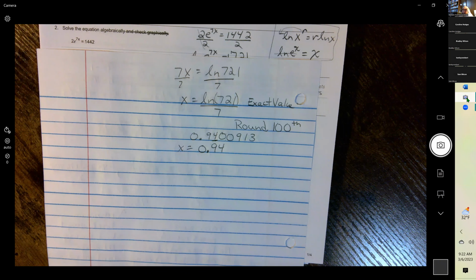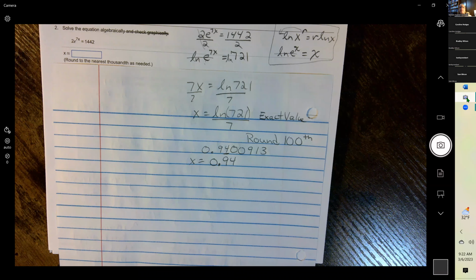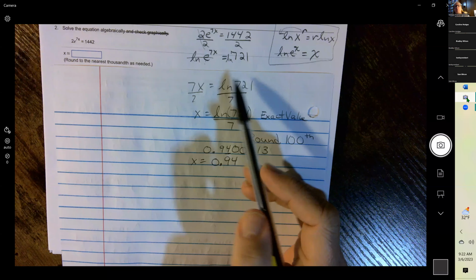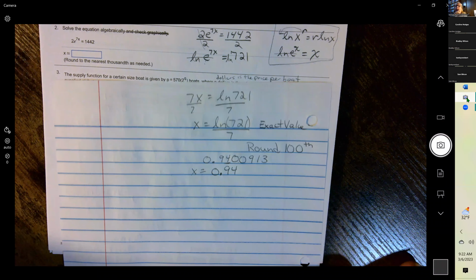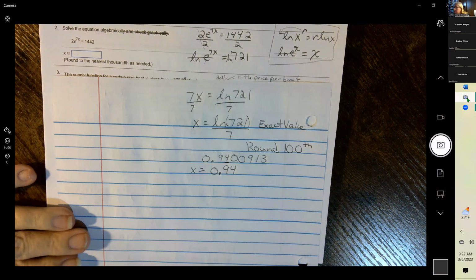Any questions on that? So it's just solving an exponential function. When we get into finance, we're going to use this a lot to find when things are doubling. Any questions on that one?